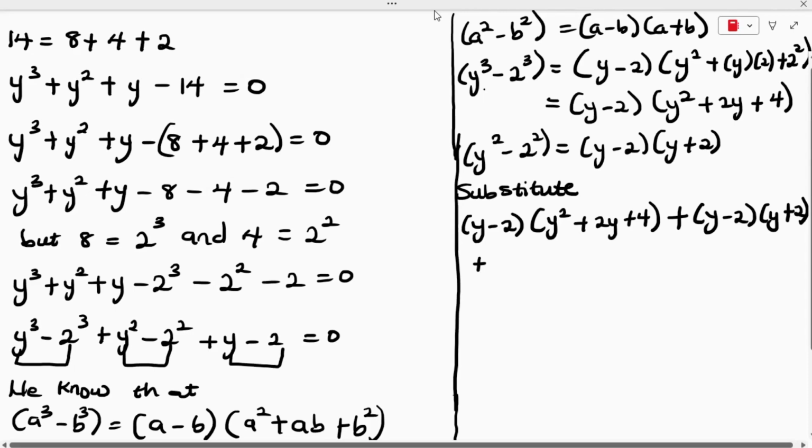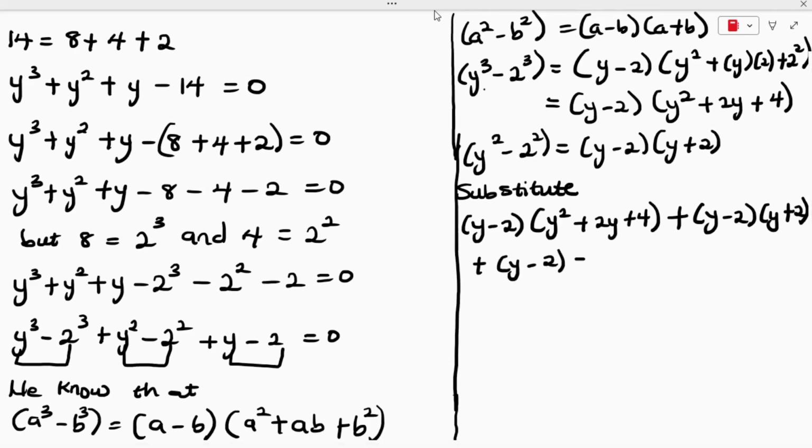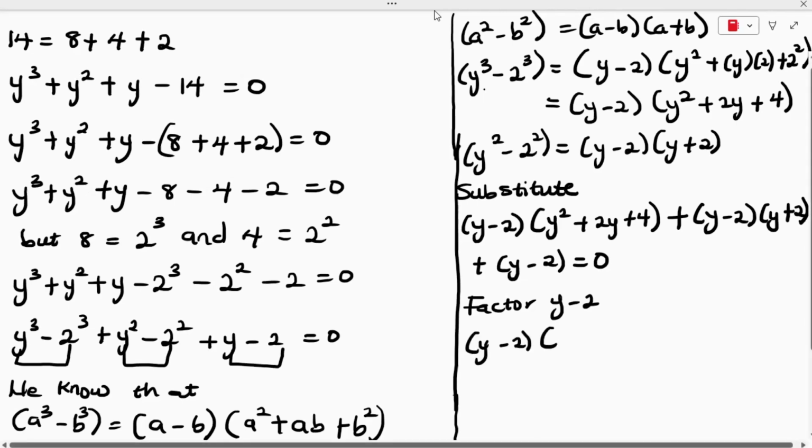Then we have y plus y minus 2 is equal to 0. So the next thing we want to do right here is to factor out y minus 2, because y minus 2 is a common term for all of them. So factoring out y minus 2, we have this for this expression.